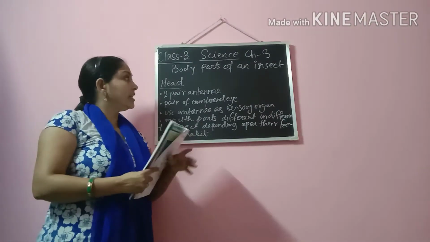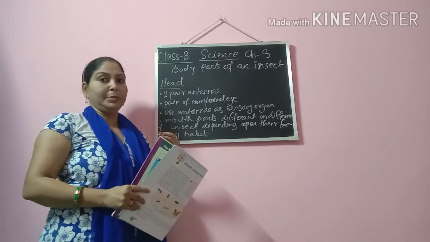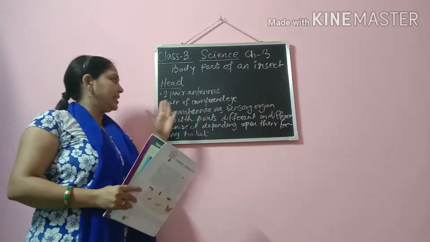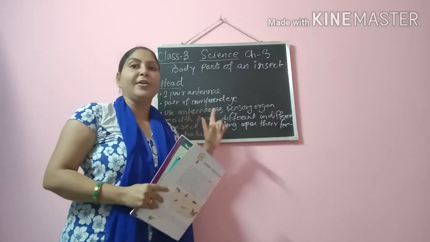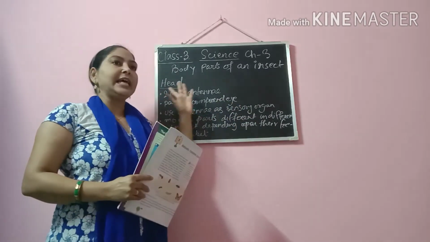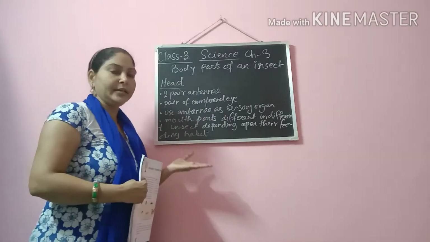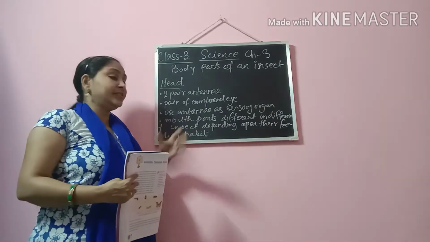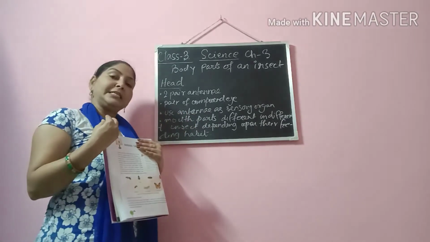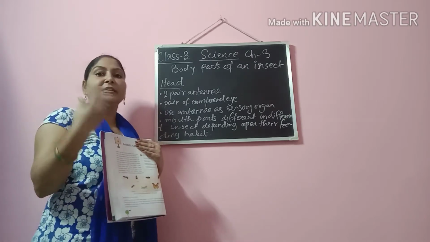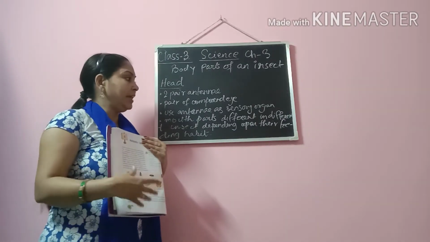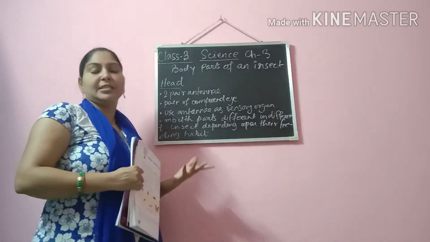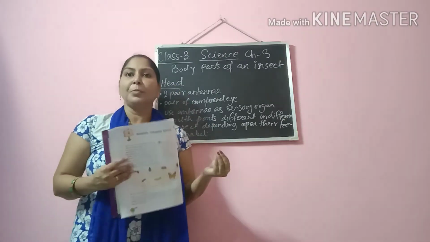So these are the basic information about the head. In the head we have two pairs of antennae, and one pair of compound eyes, and the antennae serve as the sensory organ. They also have mouth parts present in the head, which are different in different insects depending upon their feeding habit. I told you about various insects and what kind of mouth parts they have.